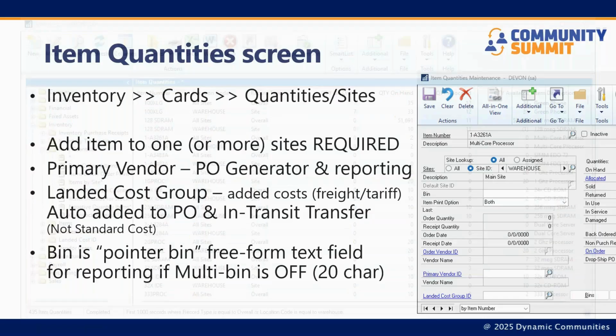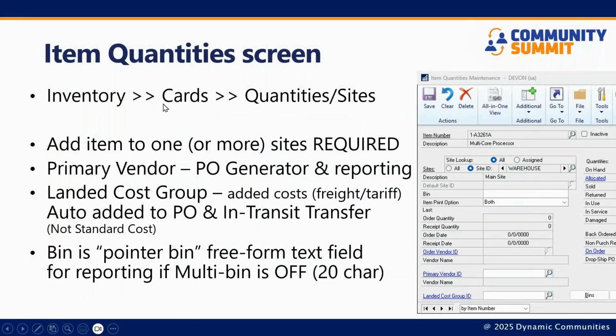All right, so let's talk about the item quantity screens. It's inventory cards, quantity sites. It is required to create it for at least your main site. You have to have a site to be able to transact, but the system does this pretty invisibly. It'll pop it open and say, hey, do you want to create this? And then you just basically save it.